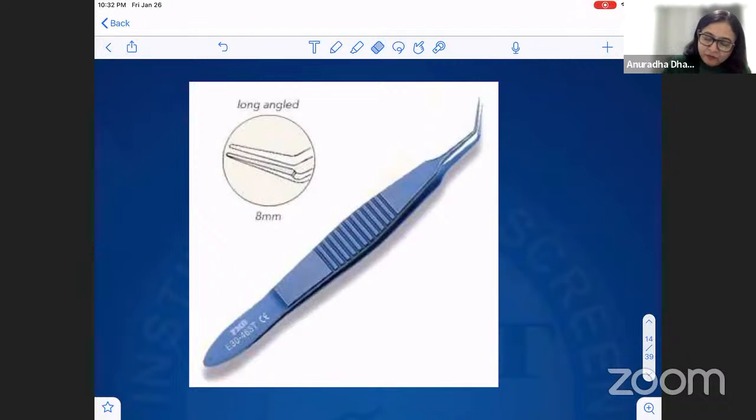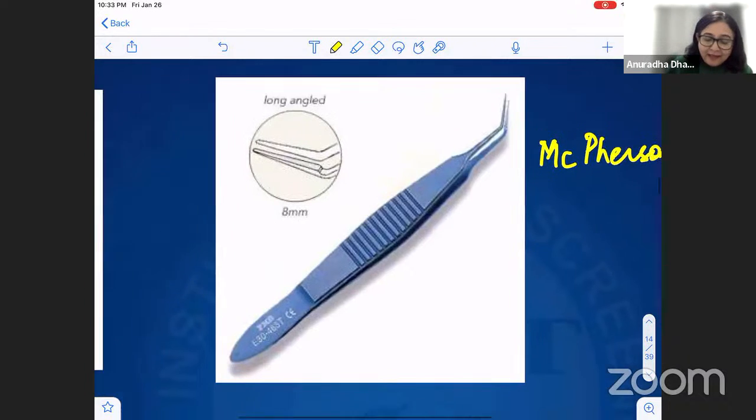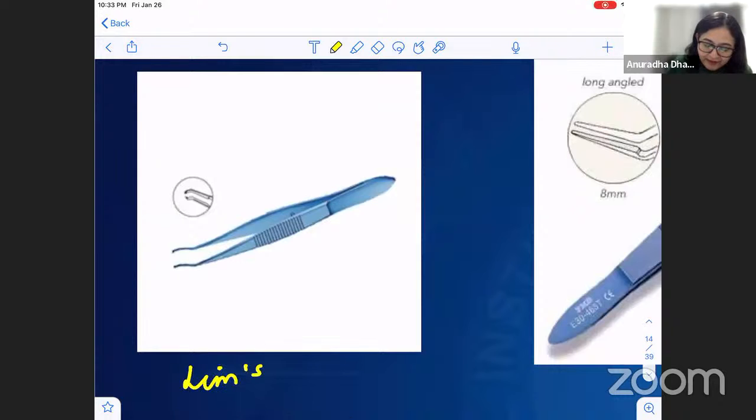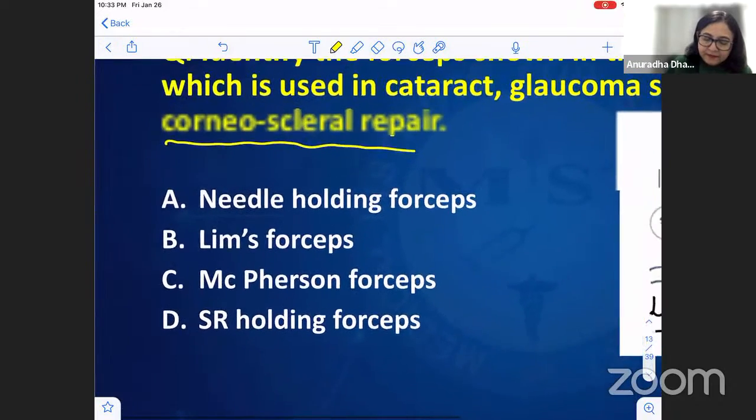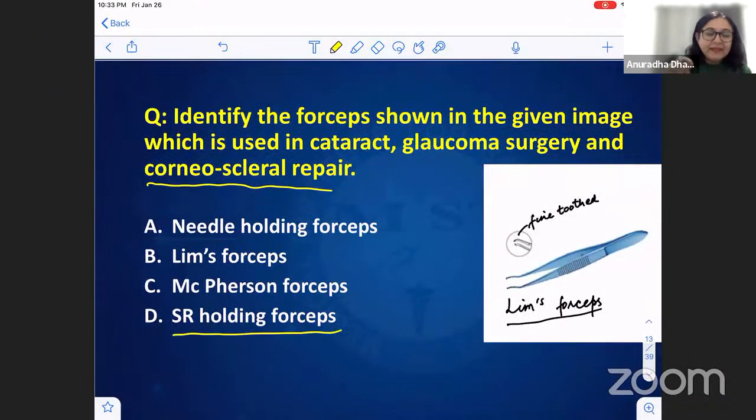And the other one which I just showed you, I'll show you once again. Now this is our McPherson forceps, right? And this is our Lim's forceps, which has fine teeth to hold corneal or scleral tissue. So that was the answer here, beta. And one of the choices most likely was the superior rectus holding forceps. This again is a much sturdier, much bigger forceps with wide teeth to hold the superior rectus muscle. So choice D, superior rectus holding forceps, is more sturdy, bigger in size, and has wider teeth because that is used to hold the superior rectus. So here the right answer to this question is your Lim's forceps, beta. Fine.